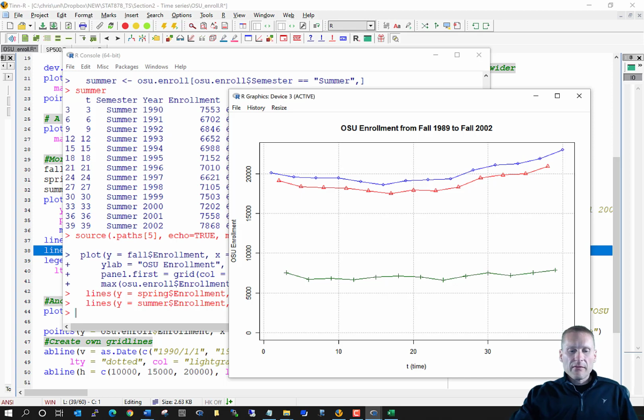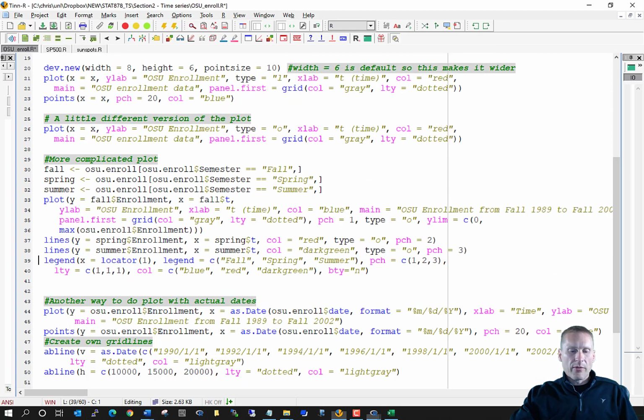And lastly, to better understand this plot, of course, it's good to have a legend on the plot so that you know what the blue, the red, and the green represent. And so to do this, I'm going to use the legend function, where for my legend, I'm going to combine together fall, spring, and summer, plotting characters corresponding to what I use here, in this case 1, 2, and 3. I use a solid line type, which is the default, which also happens to be line type equal to 1. So I have those there.